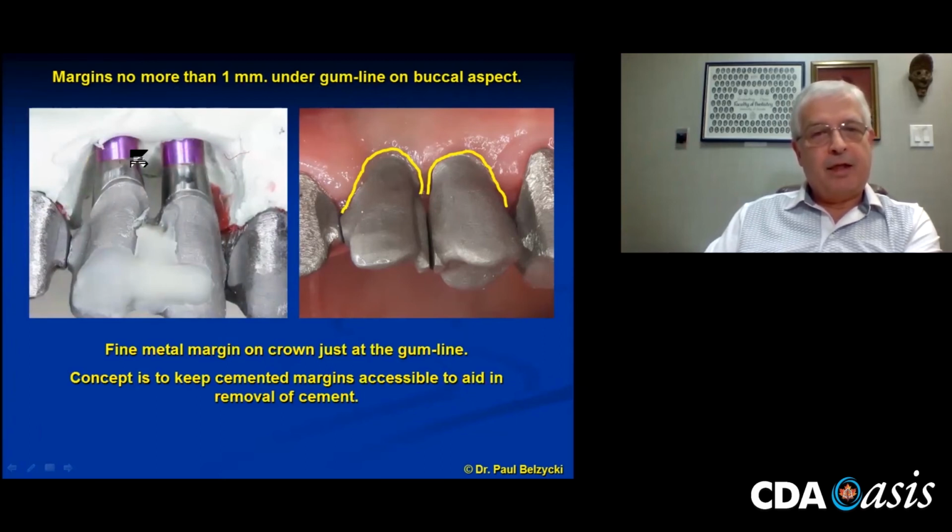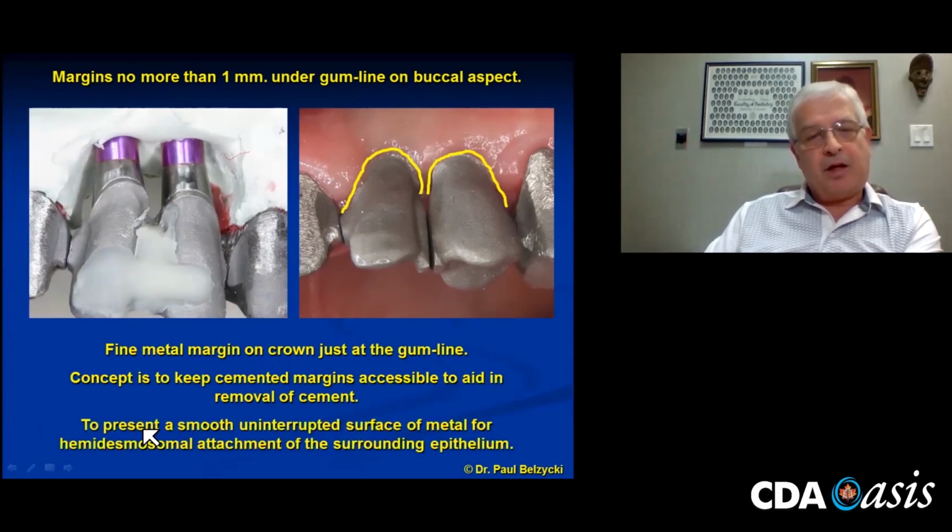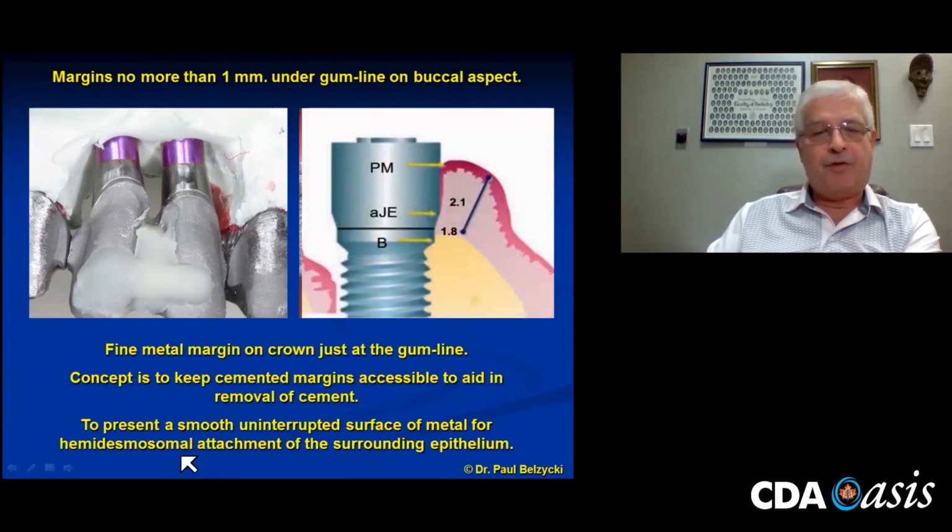Those are the analogs. That is the custom abutment, and those are the crowns that fit on there. And the concept is to present a smooth, uninterrupted surface for that fine, delicate little attachment that we're going to get the tissue against the implant. So I want it smooth, uninterrupted, keep crown margins as close to the gum line as possible for that very delicate hemidesmosomal attachment of the surrounding epithelium.